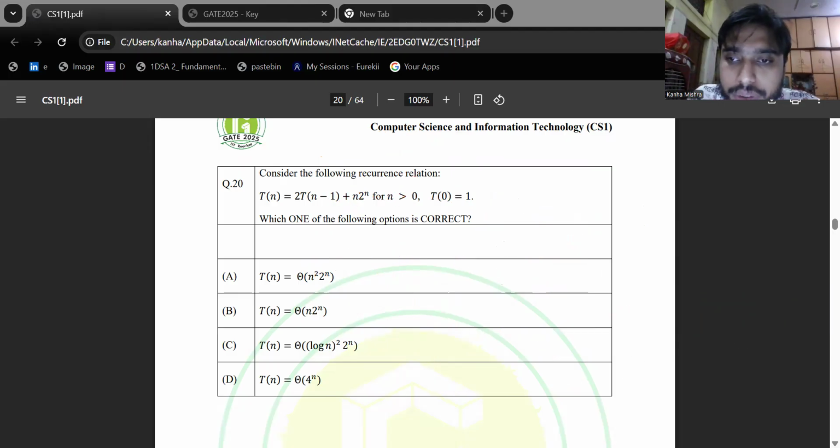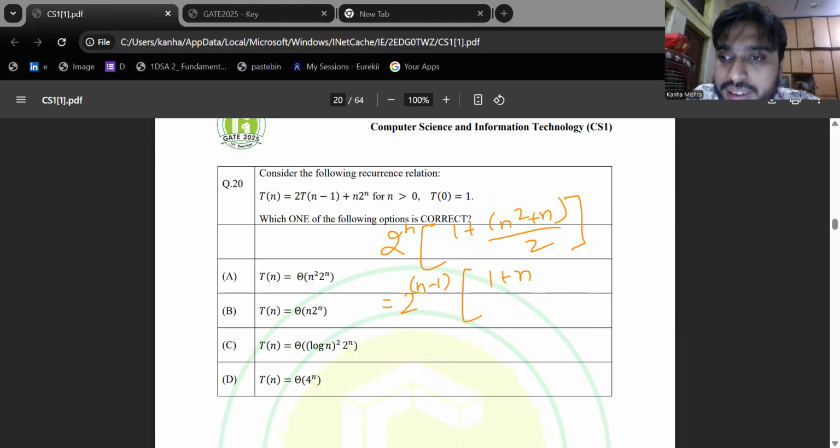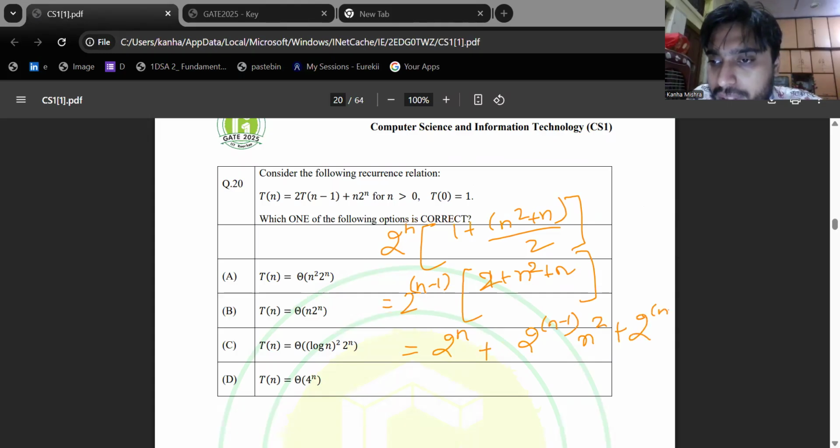So we are coming up with 2 to the power n minus 1, 2 to the power n. 1 plus n square plus n by 2. So 2 to the power n minus 1 into 1 plus n 2. So if I have to take a base, 2 plus n square plus n. So that comes out to be 2 to the power n plus 2 to the power n minus 1 into n square plus 2 to the power n minus 1 into n. Okay. This is what it is coming around.